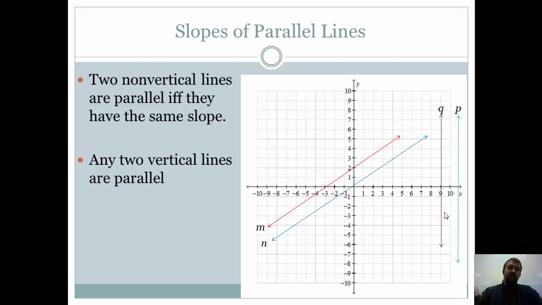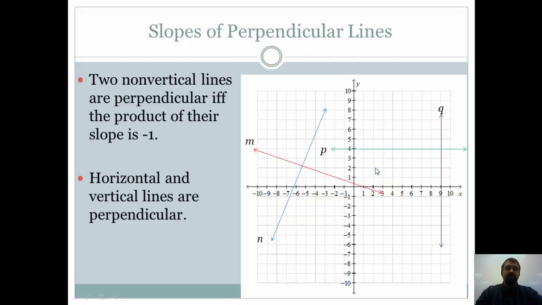They did have to make a clause there: any 2 vertical lines are parallel. So in this case, line M and line N are parallel because they have the same steepness, the same slope. Lines Q and P are parallel because they are both vertical.